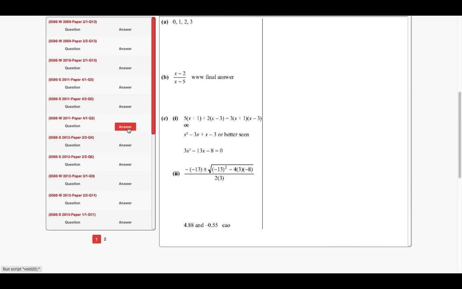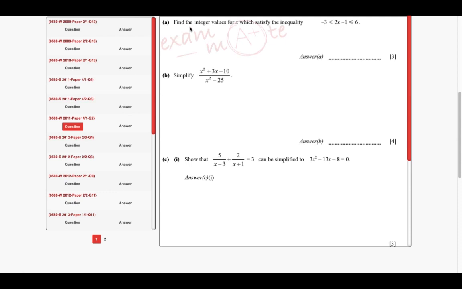Okay, so sometimes after you finish solving, they want you to list the integers. The question wants you to list the integers. They find the integer values for x which satisfy the inequality. Some people don't write 0 as an integer. To be honest, 0 is not part of it, but when you say whole numbers, you can include zero. So you just list your integers. They must be whole numbers.